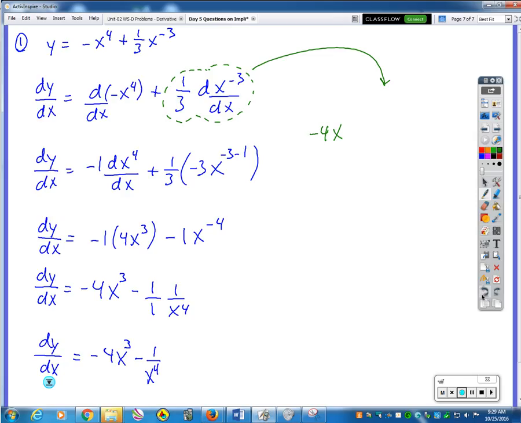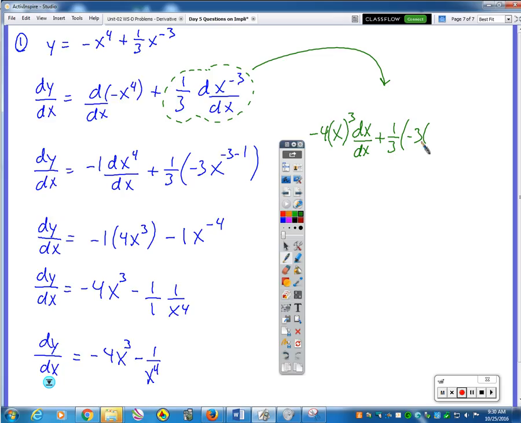So I wrote 1/3 open parenthesis. You said it's a negative 4x thing first. Oh, yeah, the whole thing. Okay, so negative 4 open parenthesis x close parenthesis raised to the 3rd, dx over dx, plus 1/3 open parentheses negative 3, and then another open parentheses x close parentheses to the negative 4th, and then dx over dx close parentheses. Okay, so it's what I have in green, exactly what you have on your paper. Perfect.